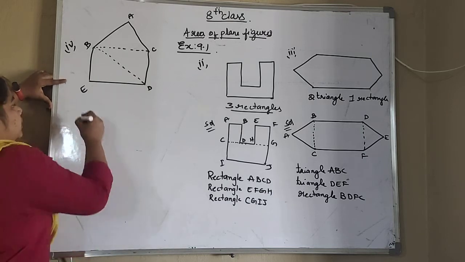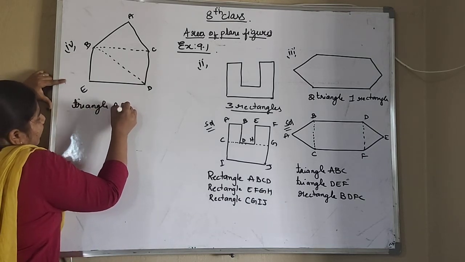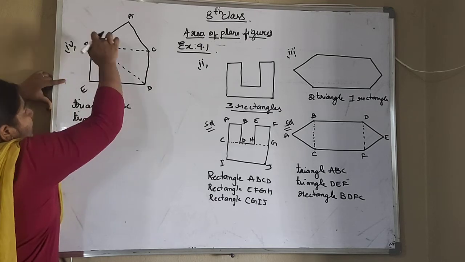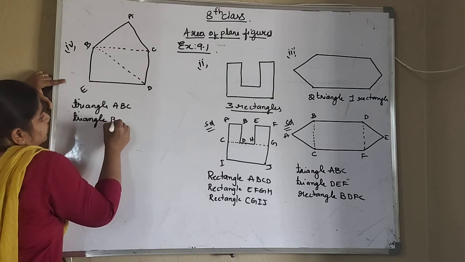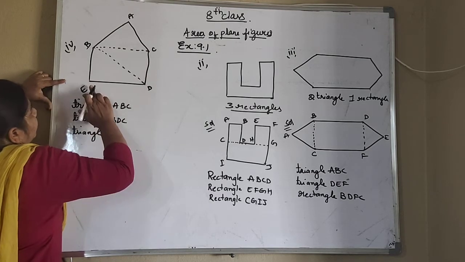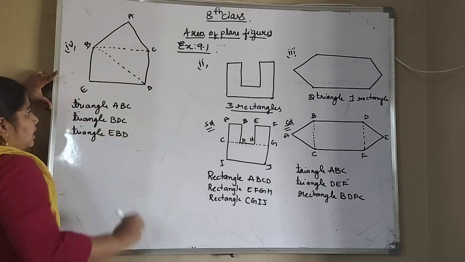So what is the first triangle? Triangle ABC is one triangle. The second triangle is BDC, and the third triangle is EBD. So these are the three triangles.